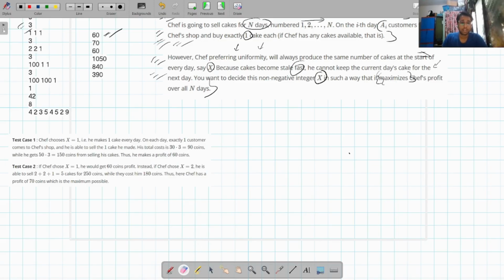Yeah. In the other test case, this one, we have 3 and n equals 5, with customers 2, 2, 1. So let's say if chef chooses x equal to 1, he would get 60 coins profit, right?